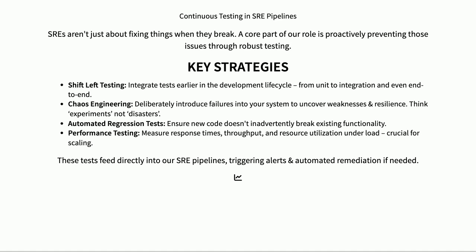working our way up. Then, we use chaos engineering, essentially controlled experiments where we deliberately introduce failures into our systems to see how they respond, really honing our resilience. And of course, automated regression tests are vital to ensure that new code doesn't break what's already working. Finally, performance testing helps us keep an eye on things like response times and scalability as the system grows. All this data feeds directly into our SRE pipelines, letting us know if something needs attention.